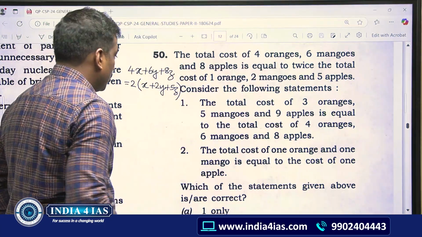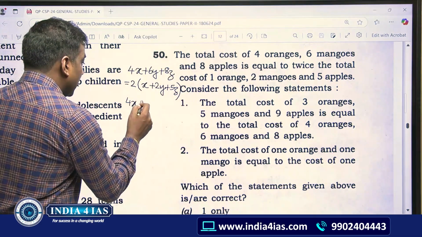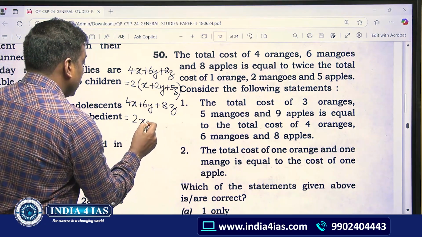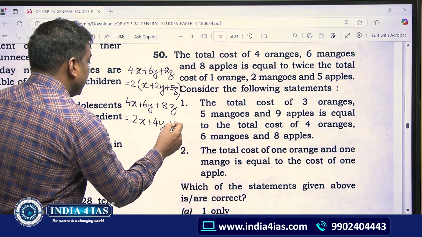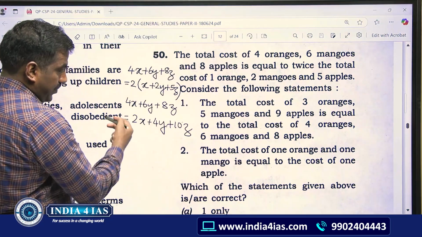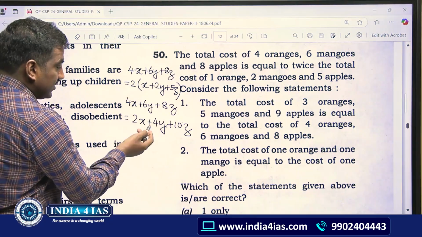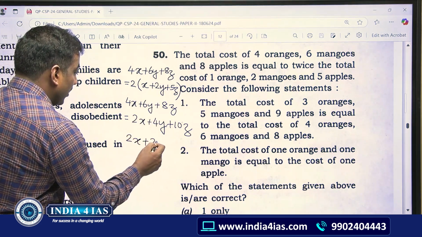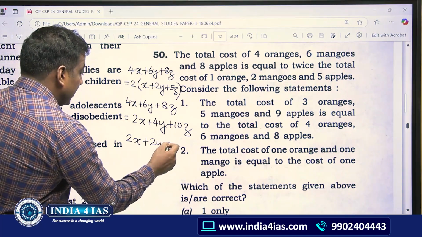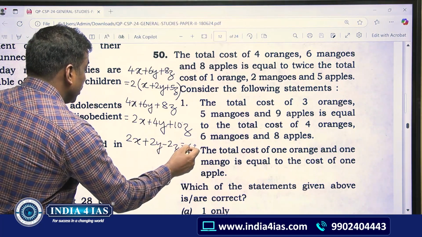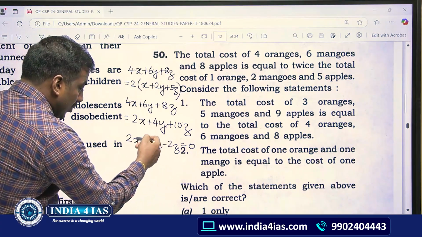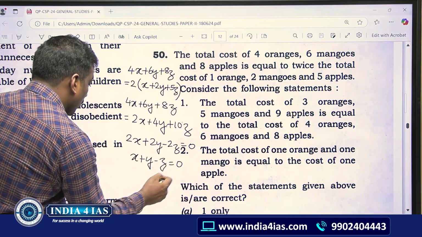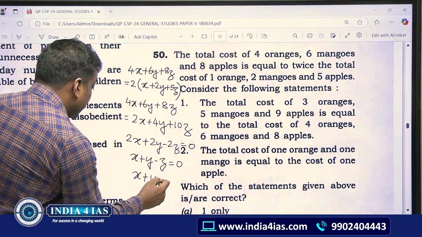Now let me solve this one. 4x plus 6y plus 8z is equal to 2x plus 4y plus 10z. So if you take x and y this side, 4x minus 2x is 2x, 6y minus 4y is 2y, 8z minus 10z is minus 2z, is equal to 0. So here if you cancel 2 with 2, x plus y minus z is equal to 0, or x plus y is equal to z.